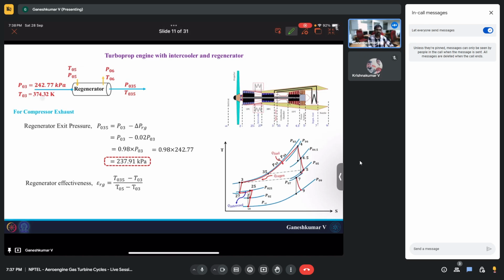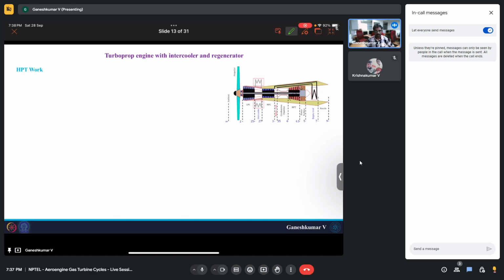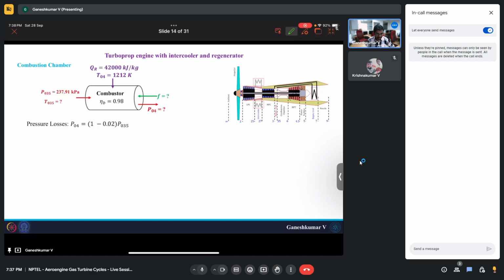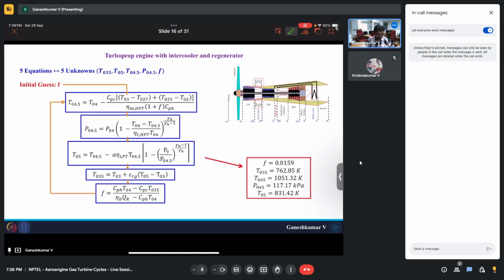And in the regenerator, what happened? There is a substantial amount of increase in temperature from T03, some 374 Kelvin. How much was the increase? Around 762.85. Okay, from 374 to 762, around 300 Kelvin increase that you can observe, 300 to 400 Kelvin increase in the regenerator, and then it goes to the combustion chamber.